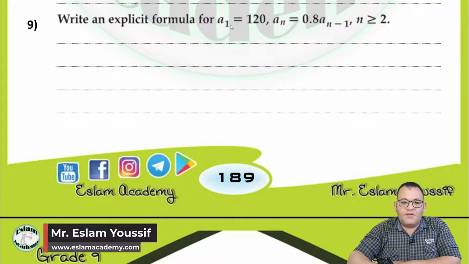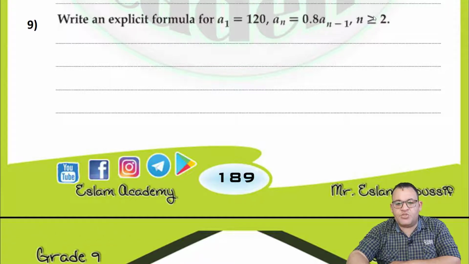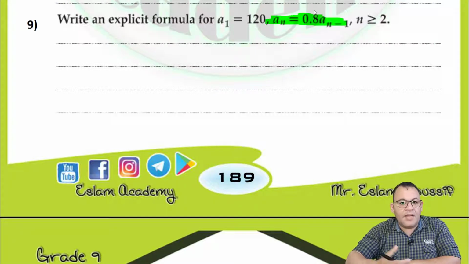Write the explicit formula for a1 equals 120 and an equals 0.8 multiplied by an minus 1, where n is greater than or equal to 2. From the given formula, we have 0.8 multiplied by a number. When you multiply by a number, it means you are talking about a geometric sequence. When you add, you are talking about an arithmetic sequence.